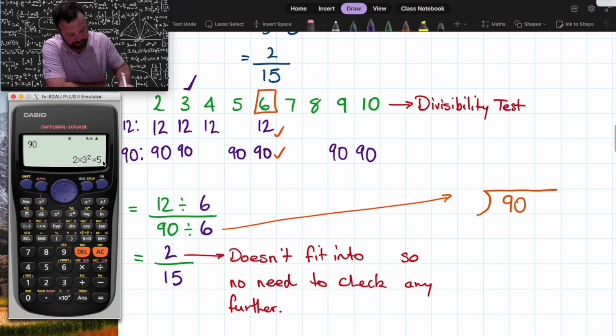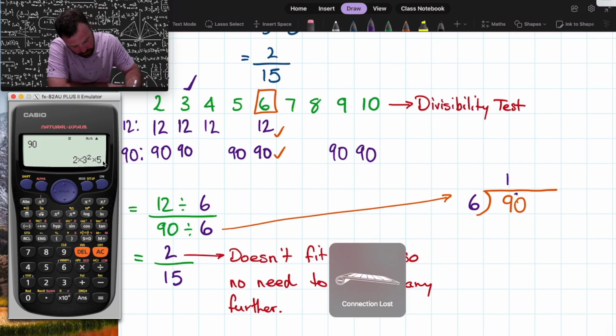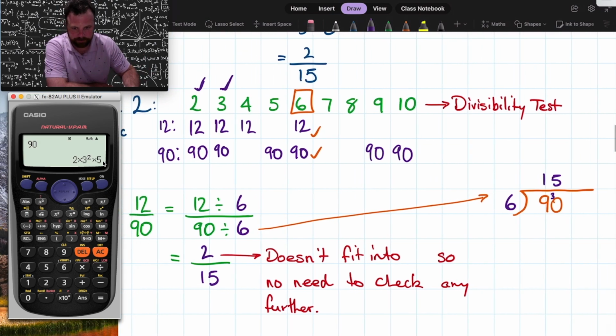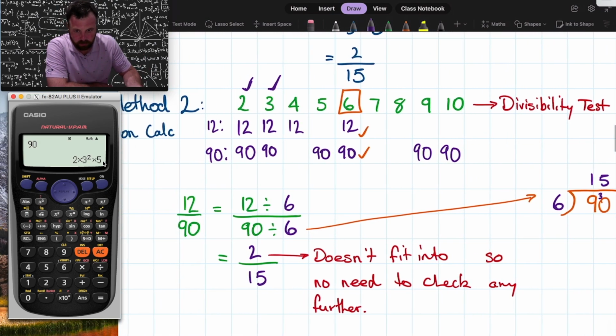90 divided by 6 is 15. If we're not sure, we can check over here: how many times does 6 fit into 90? It fits once, with 3 left over. How many times does 6 fit into 30? 6 fits into 30 five times. We have the number 15. The number 2 doesn't fit into 15, so no need to check any further. If we're not sure, we can go back and do our divisibility test to see if they fit in again. If they don't, we don't divide them anymore. If you can find another number that the divisibility tests work for, then we would continue to simplify.